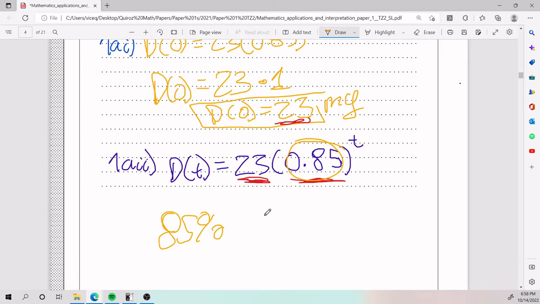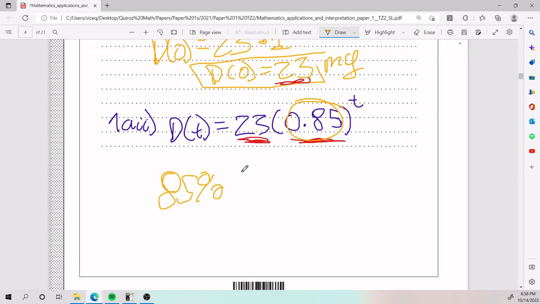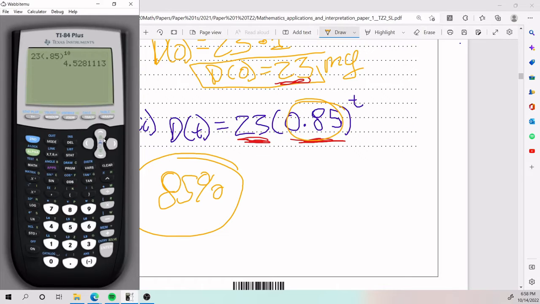See? Now, there's a way to check this, right? This is a mistake, and there's a very intuitive way to figure it out. So if 85% is what leaves each hour, after 1 hour, I should have very little dose left, right? So let's see if that's actually true. We take this 23, we multiply it by 0.85, and we put it to the power of 1, right? Because 1 hour has passed.